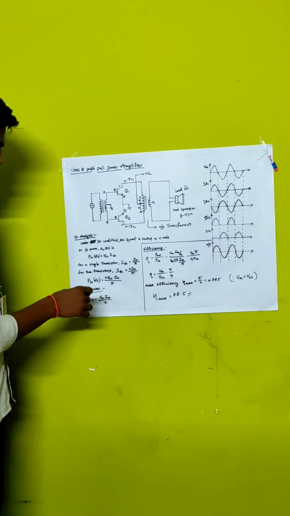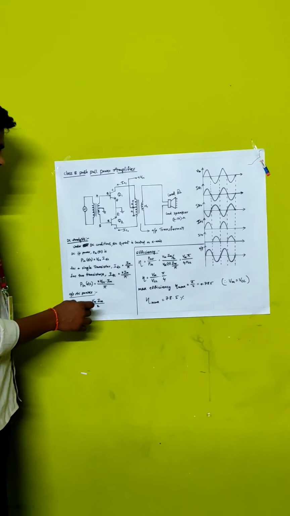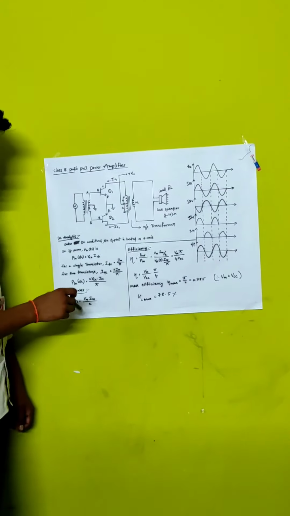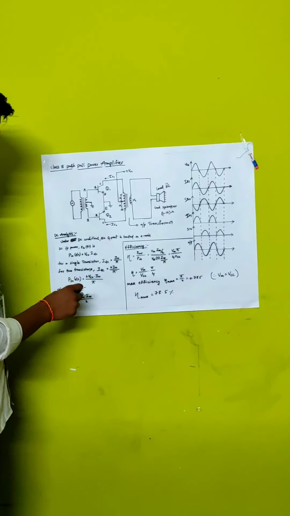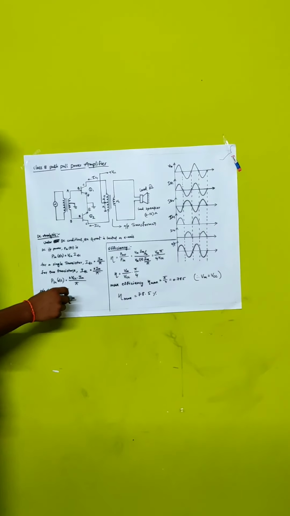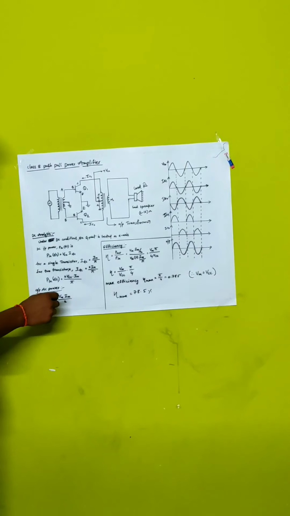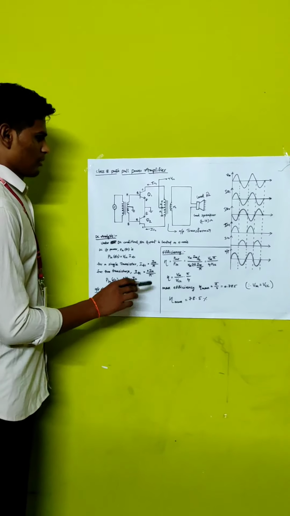Now the output AC power. The output AC power is equal to Vrms into Irms, where Vrms is equal to Vm by root 2 and Irms is equal to Im by root 2. Therefore, the total P out is equal to Vm Im by 2.